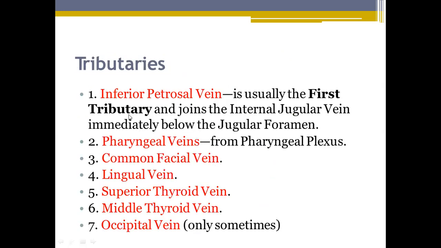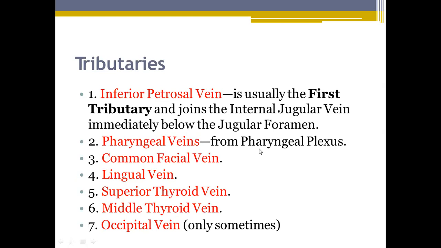This is important. The tributaries of the internal jugular vein, you have to remember all the tributaries. Sometimes it comes as very short notes. The tributaries of the internal jugular vein. Number one, inferior petrosal sinus. It is usually the first tributary, and joins the internal jugular vein immediately below the jugular foramen. That is the first tributary of the internal jugular vein.